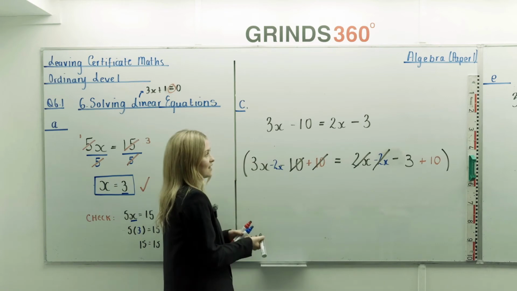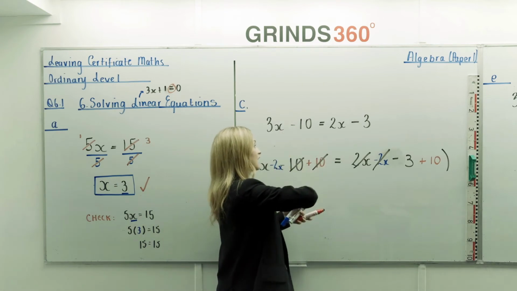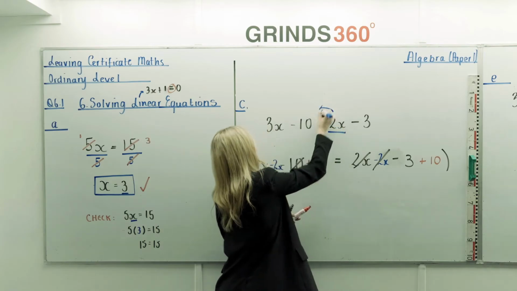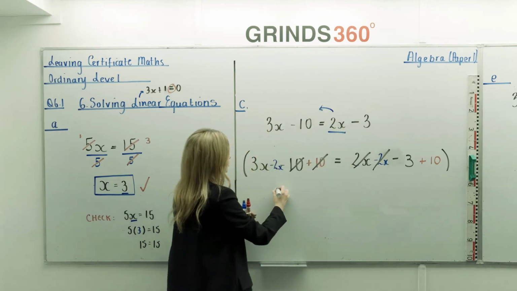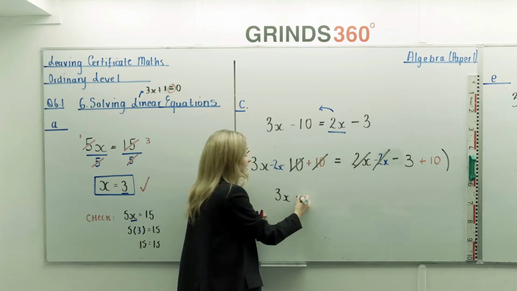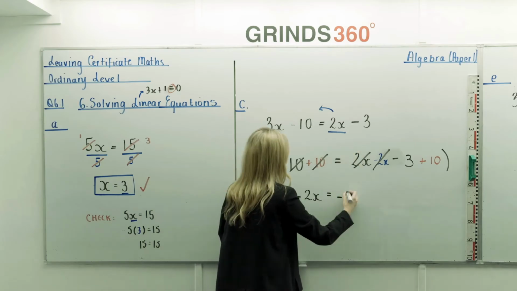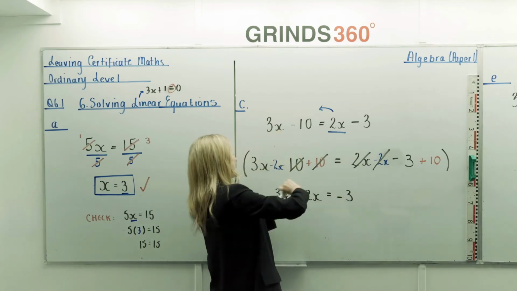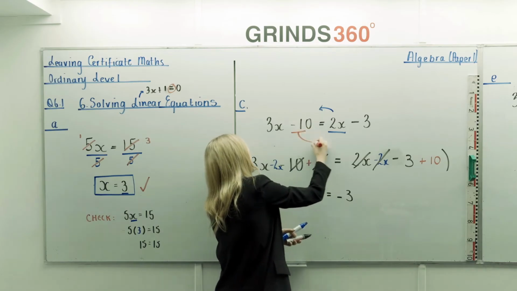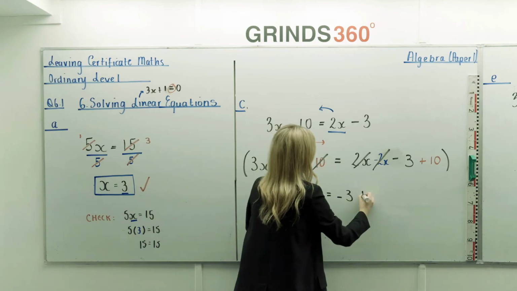And it's the same as saying, get everything with an x to the left-hand side, i.e. take this 2x and bring it across. Here you're going to be left with 3x, bring that 2x across, change its sign, that will be minus 2x. And on the far side here, you have minus 3 already. What you can do is take your minus 10 and again, bring it across that equals sign and change its sign. You're going to have plus 10.